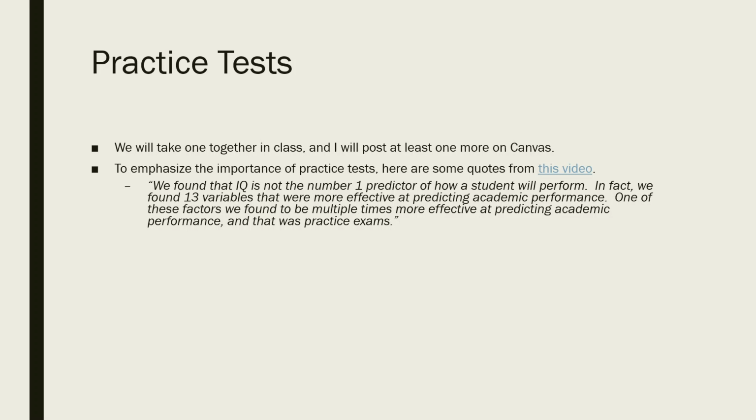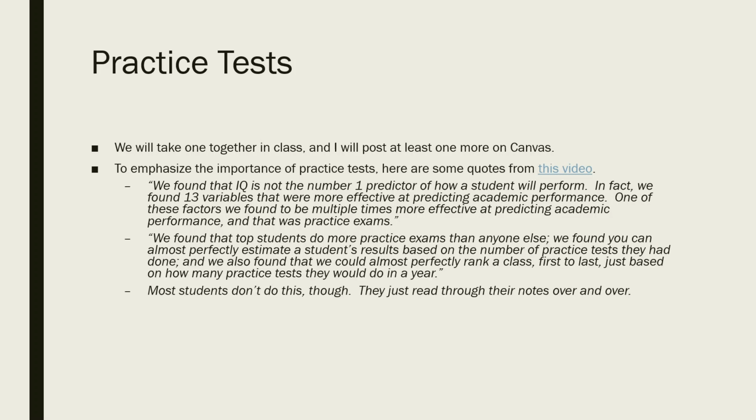And so the presenter says, we found that IQ is not the number one predictor of how a student will perform. In fact, we found 13 variables that were more effective at predicting academic performance than IQ alone, right? One of these factors we found to be multiple times more effective at predicting academic performance, and that was practice exams. We found that top students do more practice exams than anyone else. We found you can almost perfectly estimate a student's results based on the number of practice tests they had done. And we also found that you could almost perfectly rank a class first to last just based on how many practice tests they would do in a year.